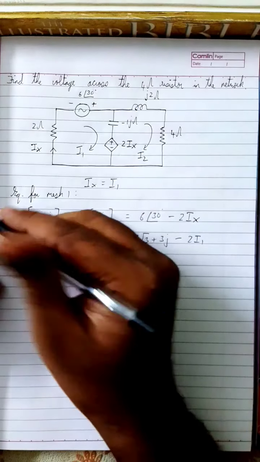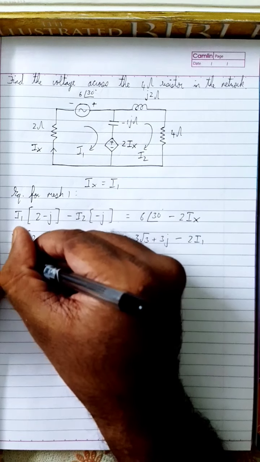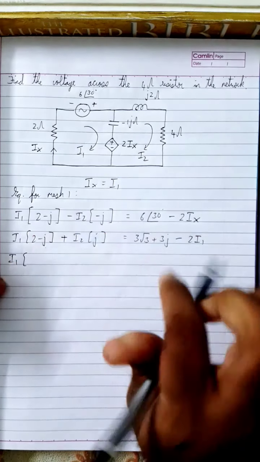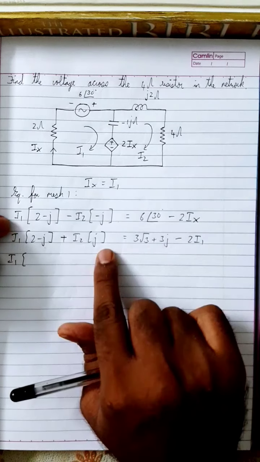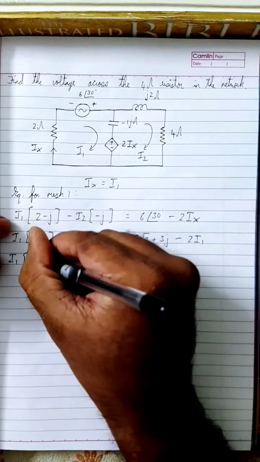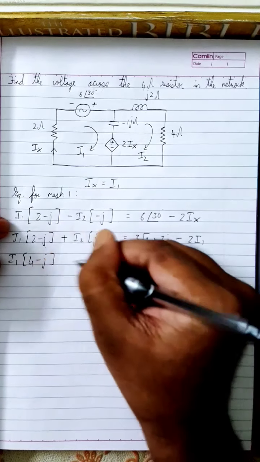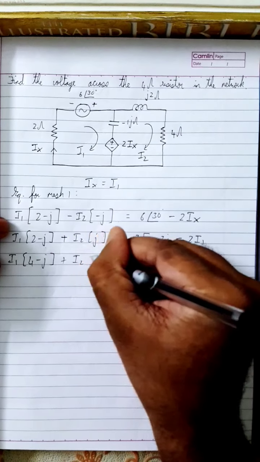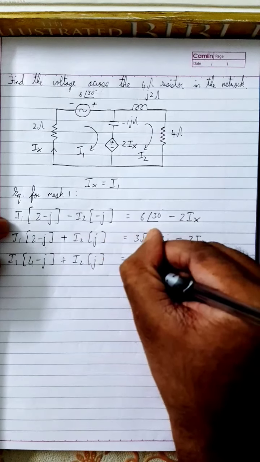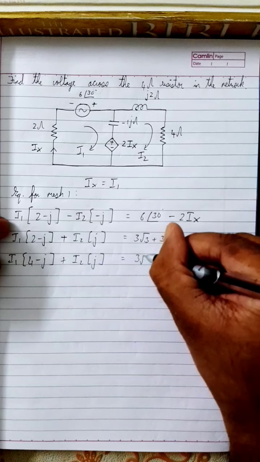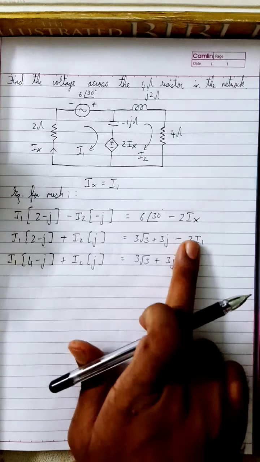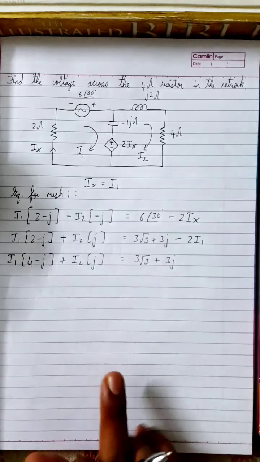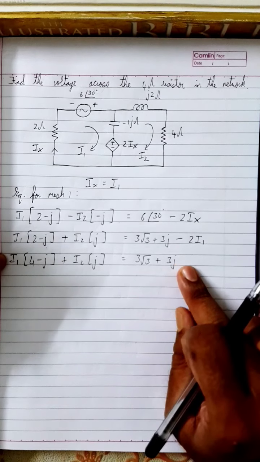I can bring this term over here. If I bring this term over, this becomes I1 into plus 2 I1. So 2 plus 2 becomes 4. This is I1 into 4 minus j, plus I2 into j, is equal to 3 root 3 plus 3j. Okay, so this is the equation for mesh 1.